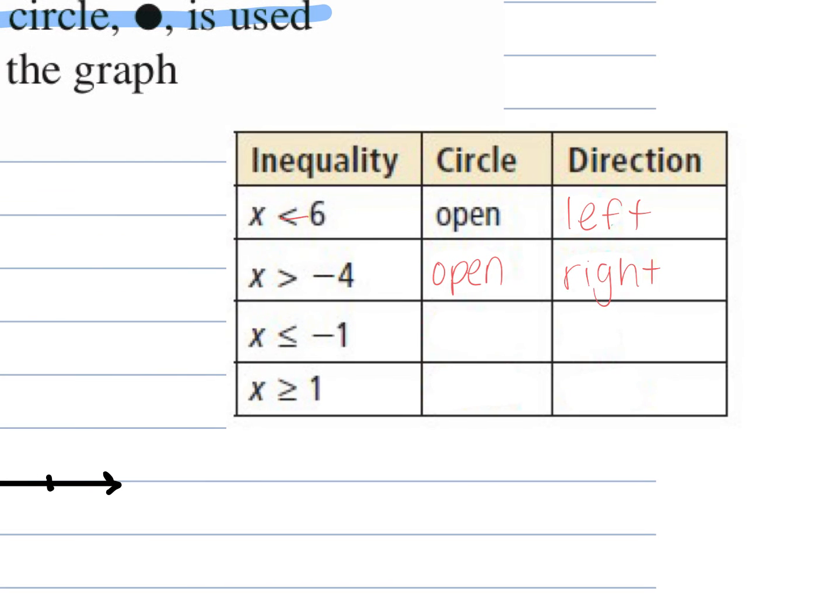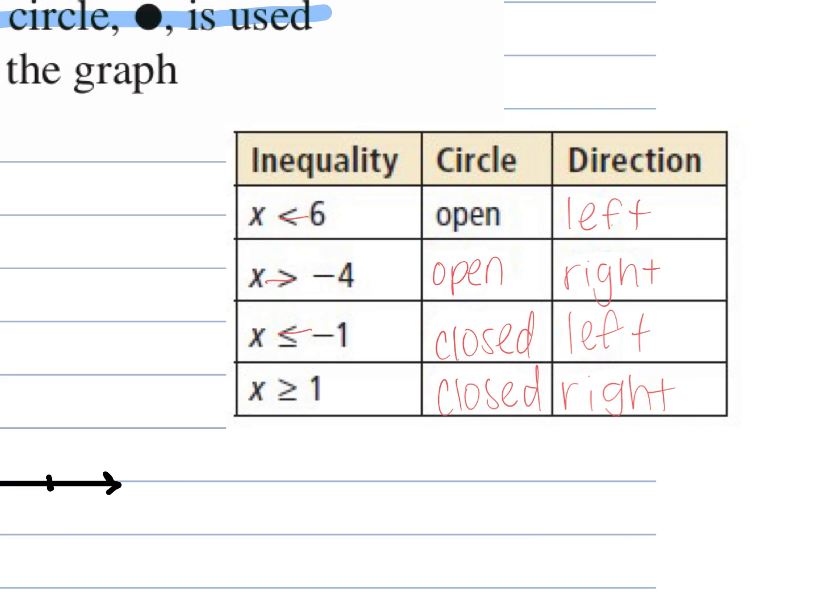x less than or equal to -1. Closed. Good. Why? Because of that equal sign. And then to the right or to the left? Left. Why to the left? The arrow's pointing that way. Do you guys see it? If it helps, draw a little stem on your arrow. Do you see how it's pointing to the right or to the left? And the last one, closed or open? Closed and pointing to the right or to the left? Right.